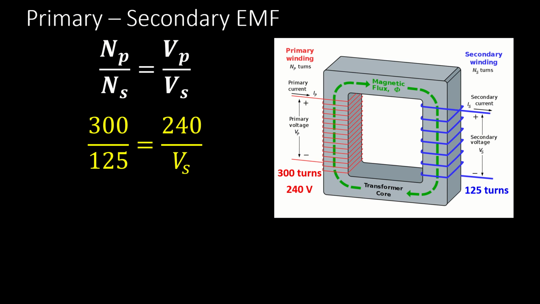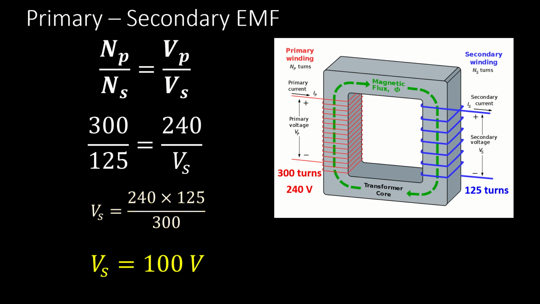So if we basically just plug those numbers into that formula, Np, the number of turns in the primary, 300, divided by Ns, the number of turns in the secondary, 125, is going to be 240, the voltage in the primary, divided by the voltage in the secondary. We want to find the voltage in the secondary. So if we rearrange that for Vs, we get this expression: 240 times 125 over 300, and if you plug those numbers in, you get a secondary voltage of 100 volts. So we would get 100 volts out of that transformer.